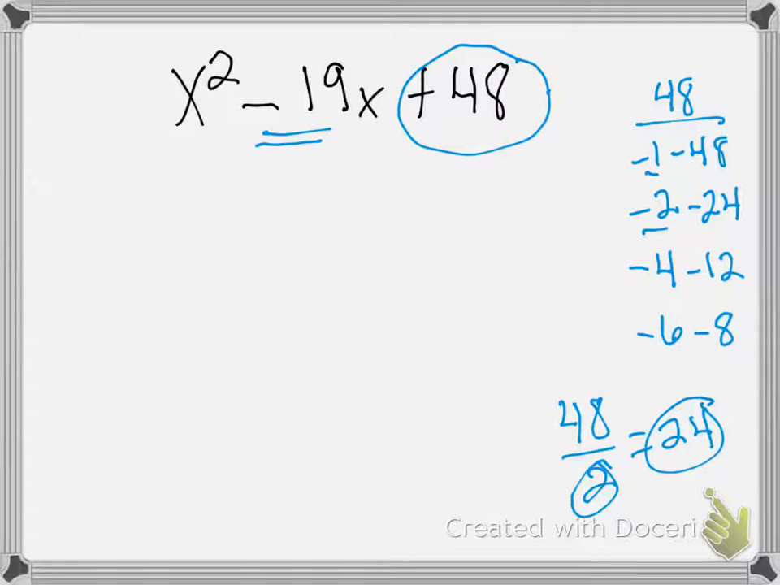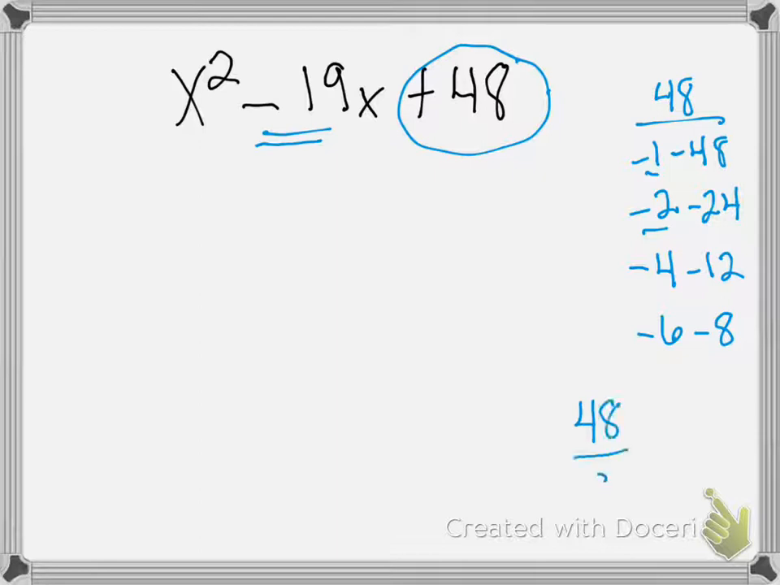So then we've already tried that pair, and we know that that doesn't work. So then you would try 3, all right? So let's try 48 divided by 3. Well, 48 divided by 3 is 16. So 3 and 16, if you add 3 and 16 together, you do get 19, okay? So negative 3 and negative 16 are the two numbers that we want to use, all right?